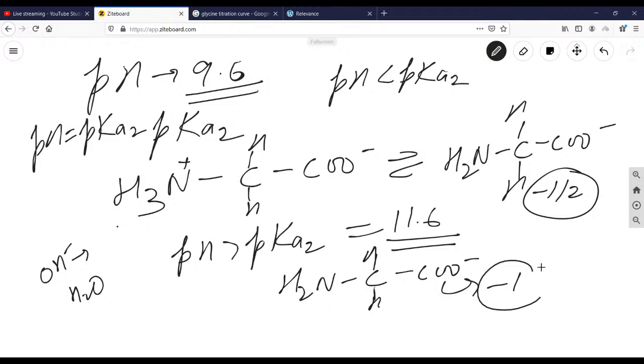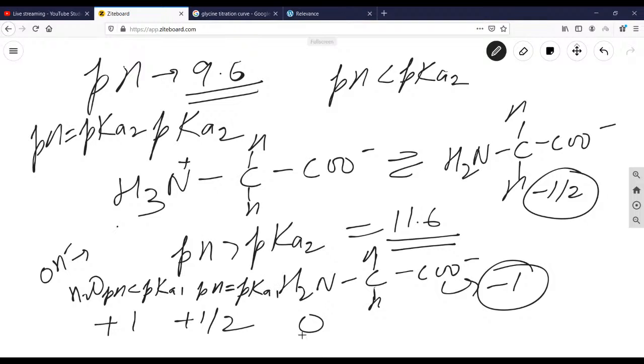So net charge will become -1. Okay, so you can see the trend. It started from +1 to +half, then Zwitter ion 0. +1 means when pH was less than pKa1, +half when pH was equal to pKa1. Here it was pH less than pKa1, here pH equal to pKa1. Okay, this is the Zwitter ion. This remained in the Zwitter ionic stage, means it was pH less than pKa2.